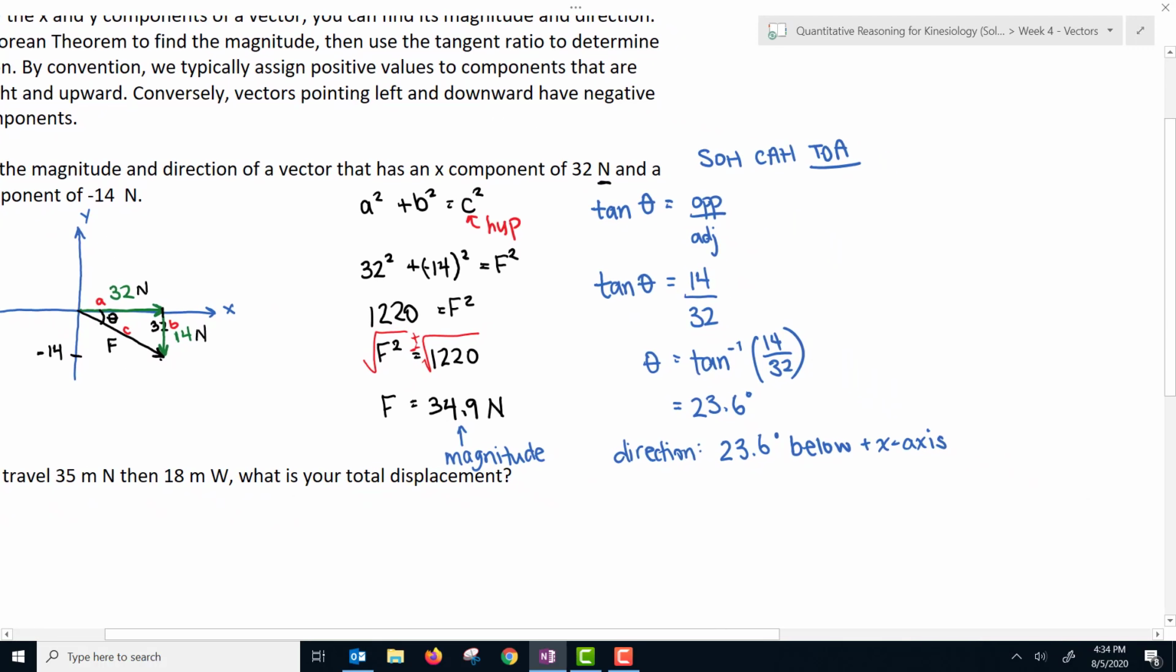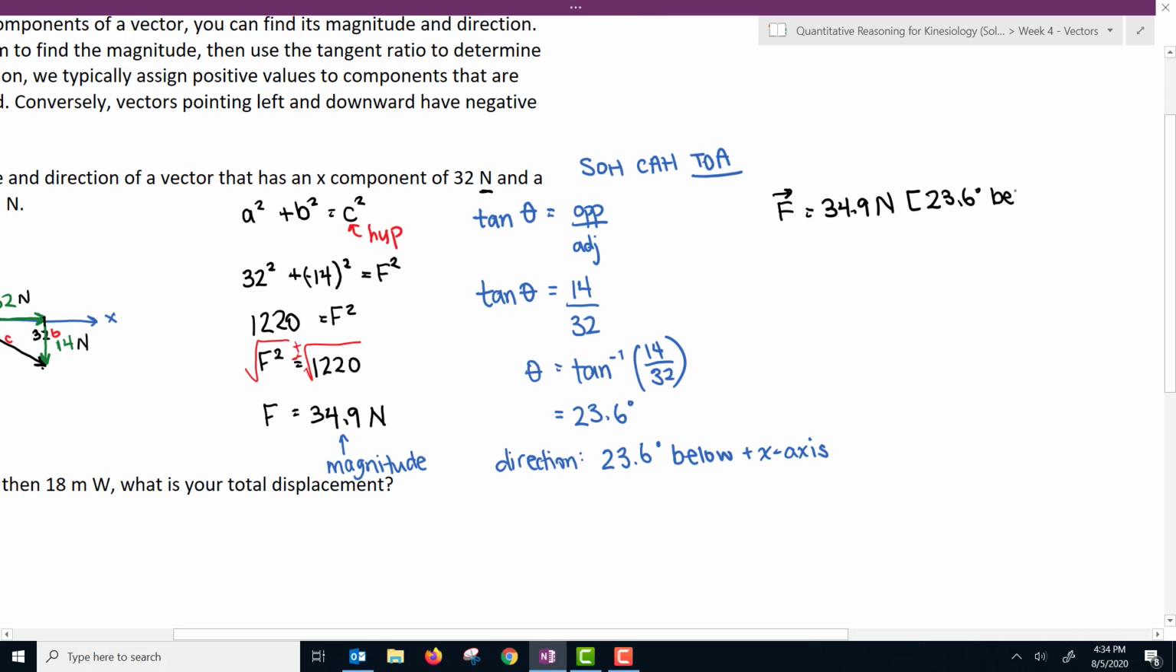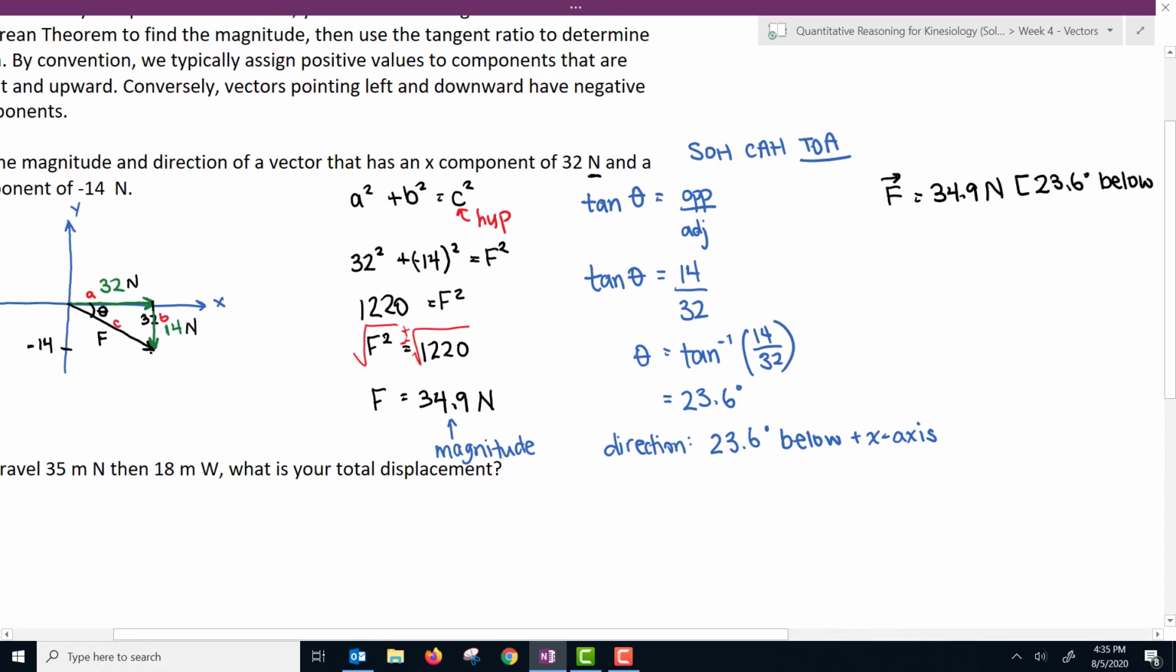So I can put everything together if I like. Instead of just putting an F, I'm going to put an F with a vector on it. When there's no vector, that means I'm just finding the magnitude. I'm just finding the length of the vector. Now, because I have a vector on top of it, a little arrow, that means I have to write out the magnitude, 34.9 newtons, and the direction, 23.6 degrees below the positive x-axis. And that's it. So that's the answer to this question.